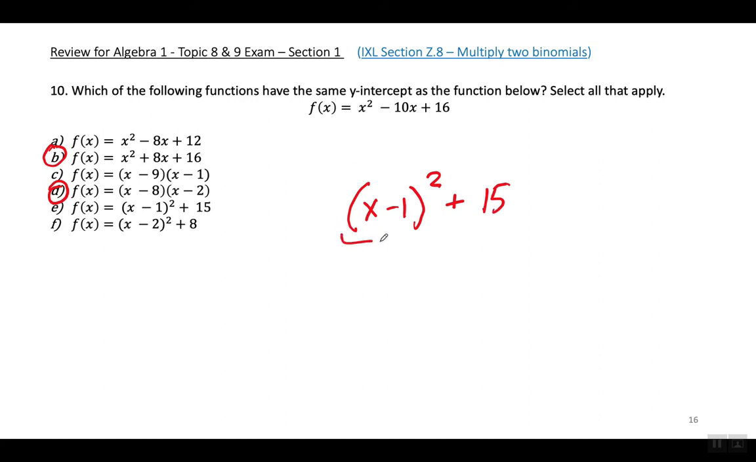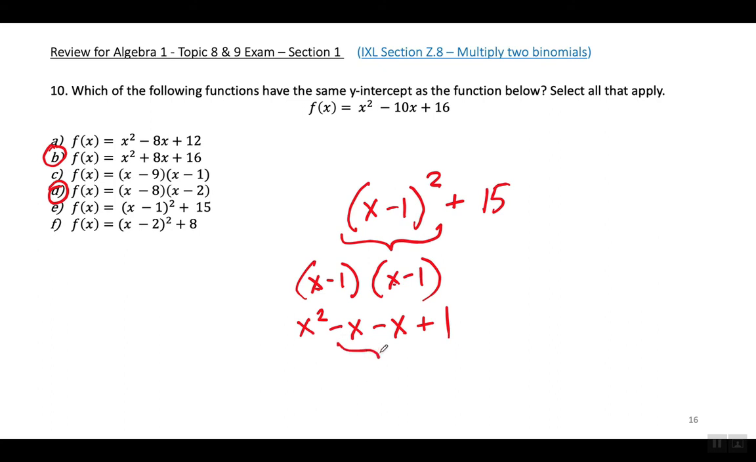Listen, before we answer the question, why don't we work this out to see if this changes this number that's right here? X minus 1 to the second power means x minus 1 times x minus 1. Let's multiply that and see what we get. X times x is x squared. X times negative 1 is negative x. Negative 1 times x is negative x. And negative 1 times negative 1 is positive 1. Now combine these terms in the middle. You get x squared minus 2x plus 1.